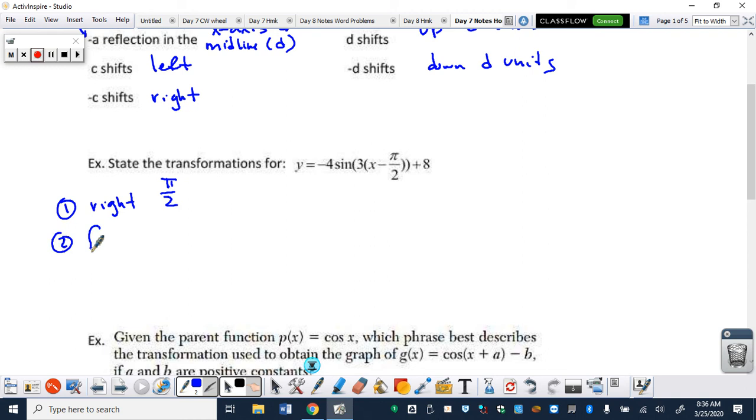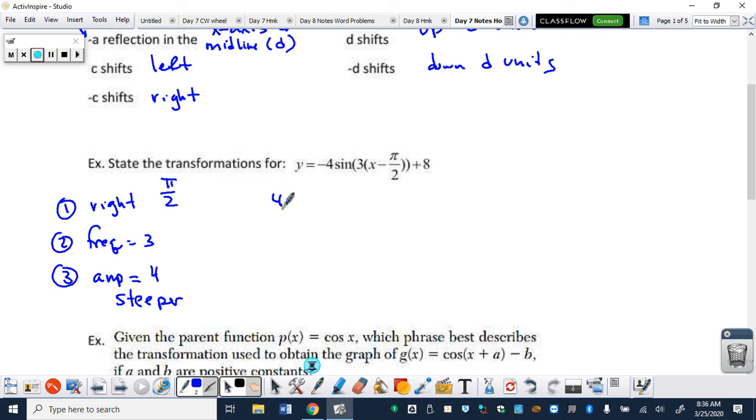The frequency has been changed to 3. We'll talk about frequency a little bit later. We're going to review it later. The third transformation that happened is now we have an amplitude of 4. So amplitude is 4. That means that it's going to be a steeper graph than the parent function.